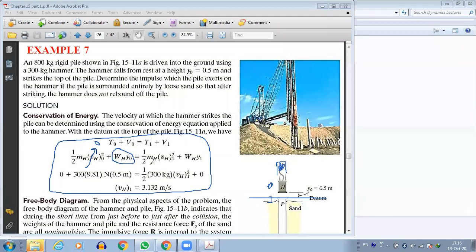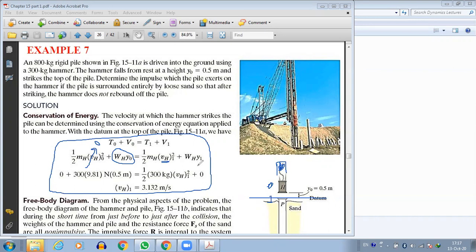Then finally, we need to know the velocity of the hammer. But remember, this is just before striking the pile. It has reached the pile, but at that time we paused. We make the time stop, and now we are doing the calculation. It has reached the pile but not yet struck it. So this is VH, the final velocity of the hammer, VH1 here.